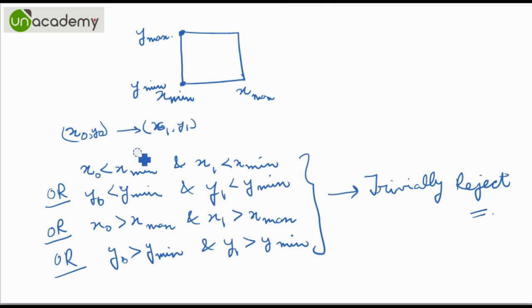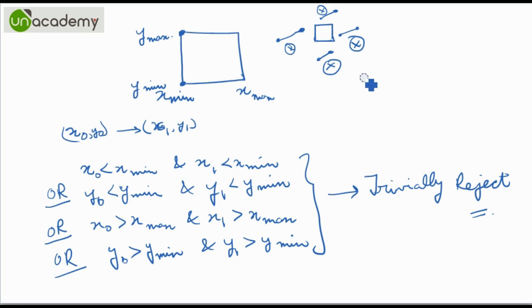Why? Let us see each case. This is the clipping window. If the line segment is from here to here, the whole of it lies outside the clipping window, we do not require it, so we reject it. If the line segment is here to here, the same case, whole of it is outside the clipping window, we do not need it, reject it. If it lies here, the same case. If it lies here, the same case. So that is why in all these cases we trivially reject.